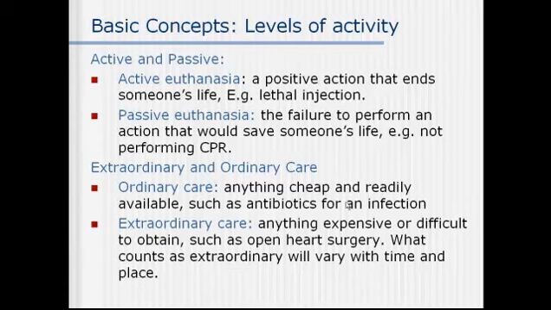Active euthanasia occurs when you take a positive action that ends someone's life, a lethal injection, right? Giving them a lethal dose of any kind of drug. Passive euthanasia is the failure to perform an action that would save someone's life, for instance, not performing CPR. In American law, the distinction between active and passive euthanasia is huge and very important. Active euthanasia is illegal. Passive euthanasia is universal. Anytime you sign a do not resuscitate order, you are agreeing to passive euthanasia.